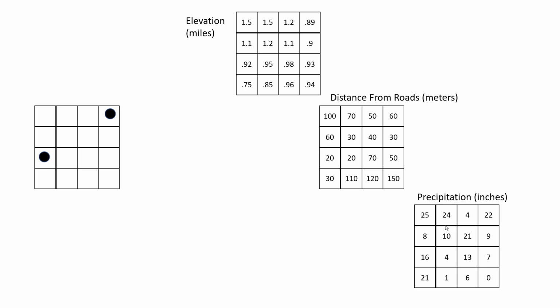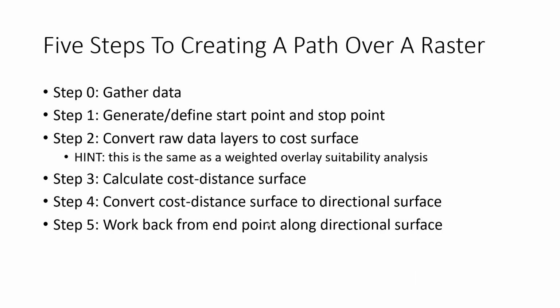And so for this example that we're going to walk through the steps for, right, we have these 2 points and then we have elevation, distance from roads, and precipitation. And the idea is that these other variables here would pose some sort of hindrance or, as we'll use the terminology in a minute here, cost to being able to go from one cell to another. So what we're actually going to be doing is creating a path over a raster, or sometimes called a path over a surface.